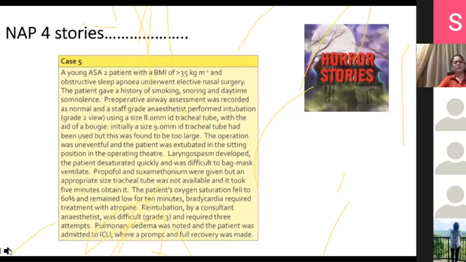And this time, what was a grade 2 view is a grade 3 view and requires 3 attempts by the consultant himself. And pulmonary edema was noted, and the patient gets admitted to ICU. But promisingly, the patient makes a very full recovery and is discharged. But it's a pretty scary situation. So what has gone wrong here?